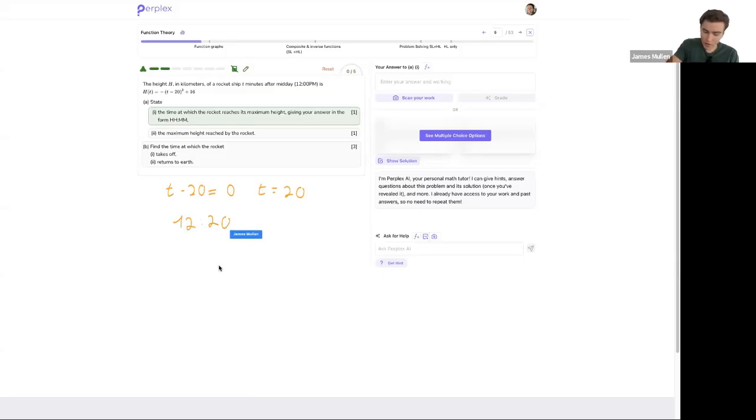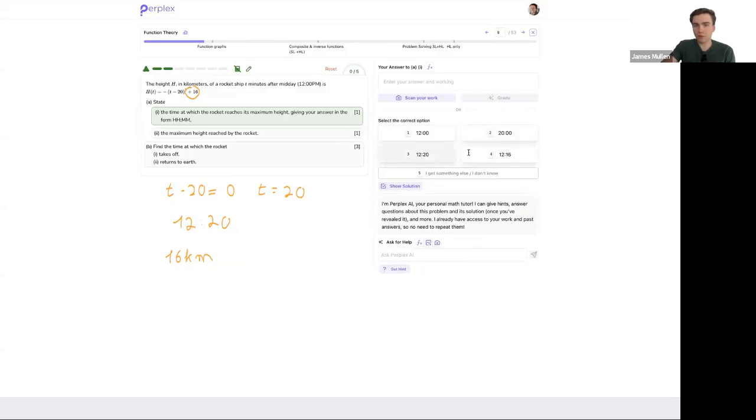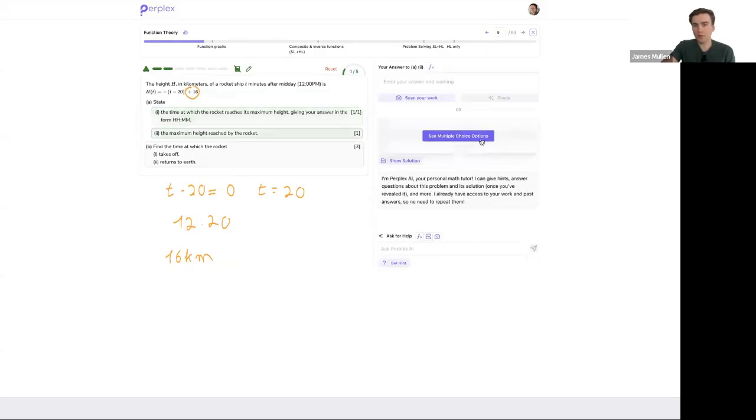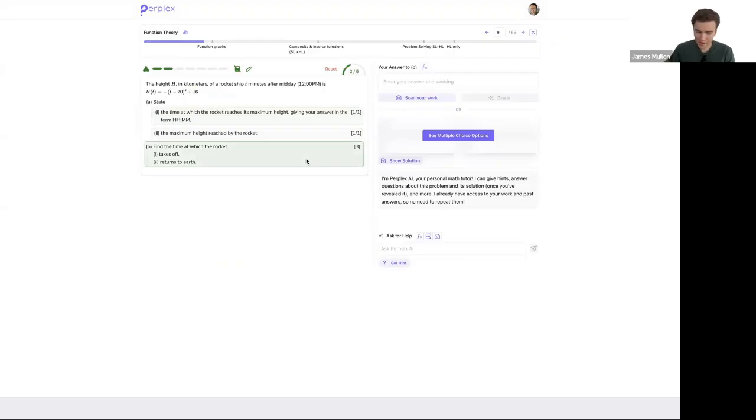And similarly for part AII, because it's in vertex height form, I know that the y-coordinate of the vertex is just this plus k term, so it's going to be 16 kilometers is the maximum height. So let's check the MCQ answers. 12:20 and 16 kilometers. Okay.